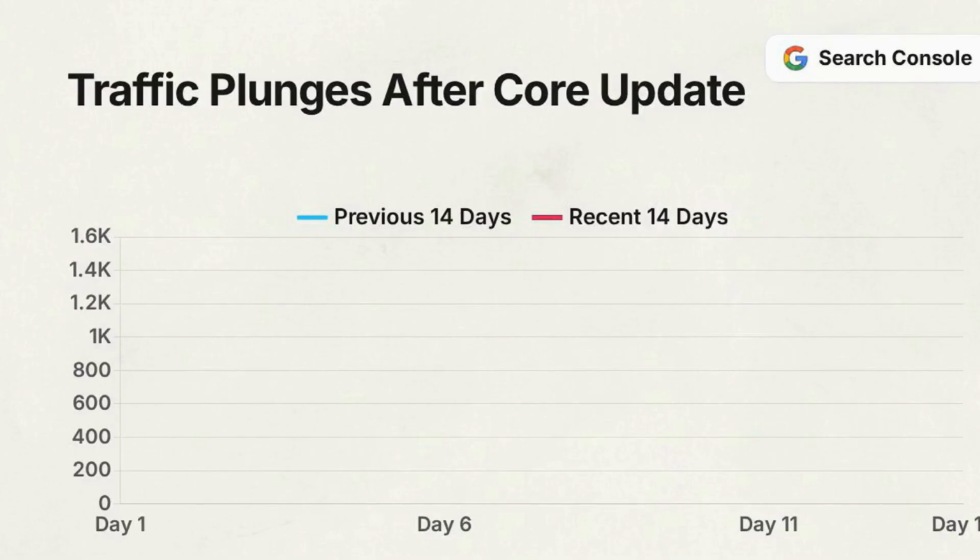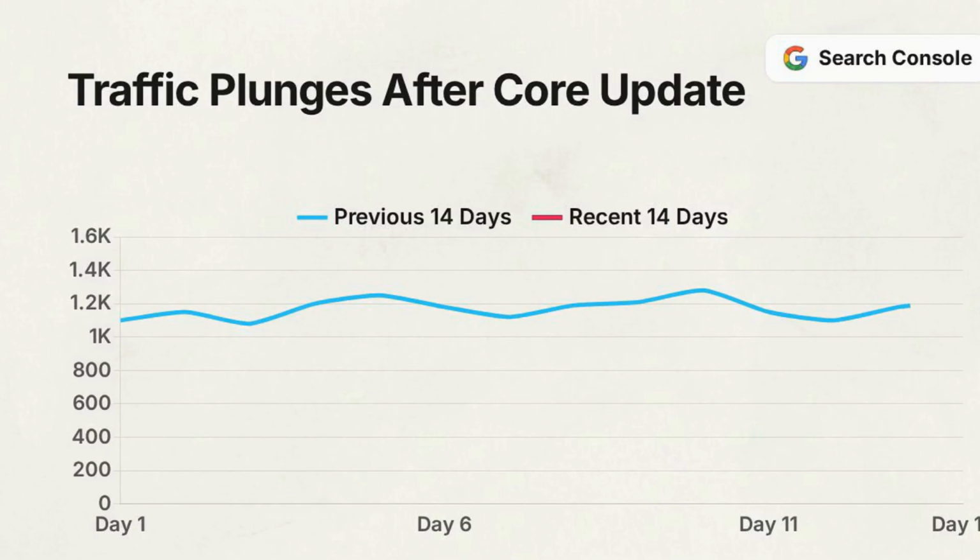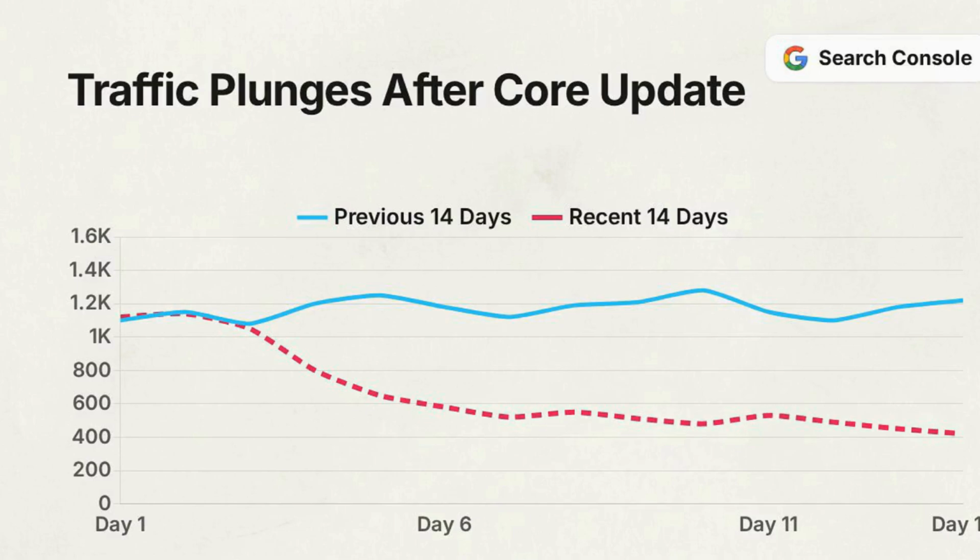Look at your Google Search Console dashboard. On the left-hand menu, click the Search Results tab. Now, click the date filter and set it to compare the 2 exact weeks before the update rolled out against the 2 weeks immediately after. This generates a line graph showing your actual performance. Check if the recent trend line genuinely drops below your previous traffic levels, or if it remains steady.